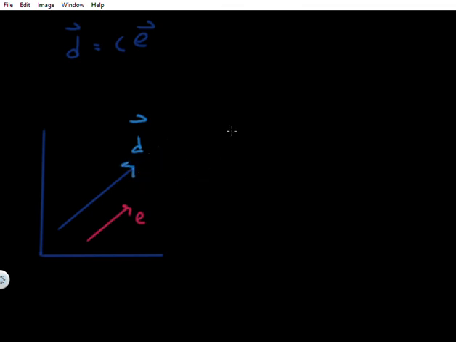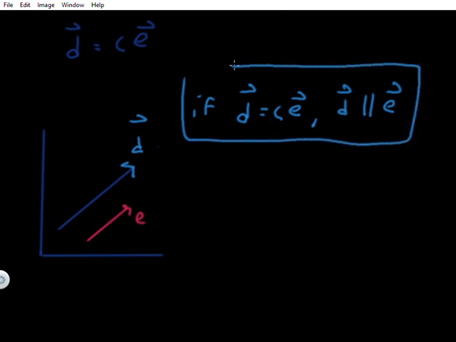And we could write that as d is equal to some scalar multiple of e. And knowing this, all I did was literally just extend the length of vector e, and I got vector d. So if one vector is the scalar multiple of another vector, if d is equal to some constant multiplied by e, then vector d must be parallel to vector e. This is a very good thing to understand. If two vectors are scalar multiples of one another, they're said to be parallel.